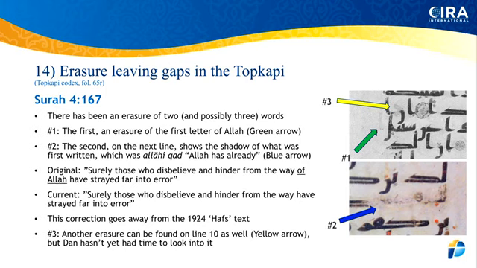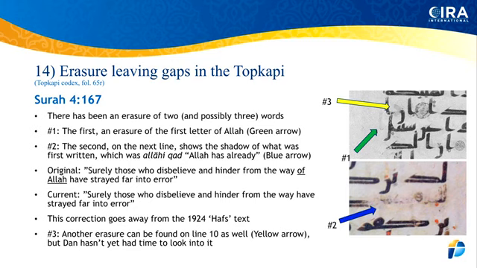Now come down to number 2, the blue arrow. And here is the second eraser on the next line, which shows the shadow of what was first written. So you can still see it, it wasn't a very good erasing. They didn't do a very good job, which was Allahi. Which is Allah has already. There's the blue arrow. So we can actually read it because they just didn't do a good enough job of getting rid of it. And then we jump up to the yellow arrow. That's number 3.